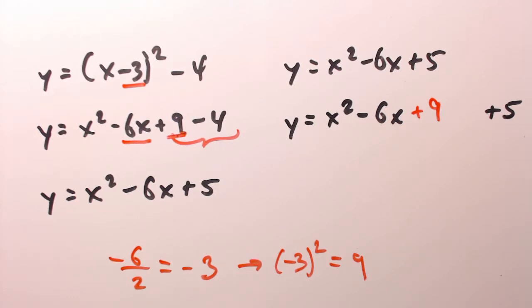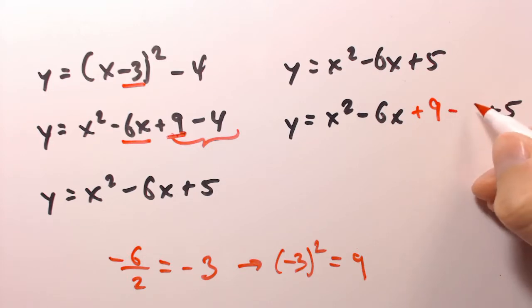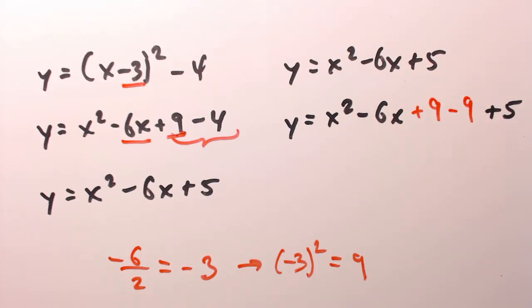But of course you can't just go willy-nilly adding numbers into equations, because what I have written here now is different from what I had in the previous line. So to make it all make sense, I'm going to put in a -9. So I have +9 minus 9, which of course cancels out, so there's now no real difference between this and the previous. But you can see now that these 3 terms make a perfect square.